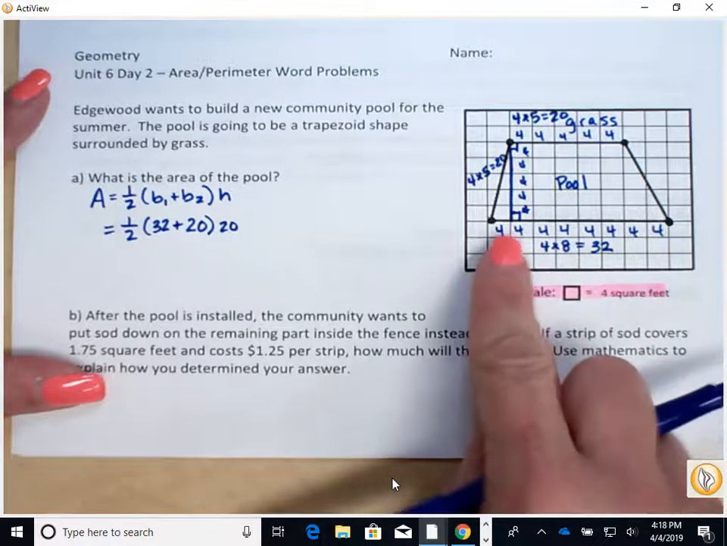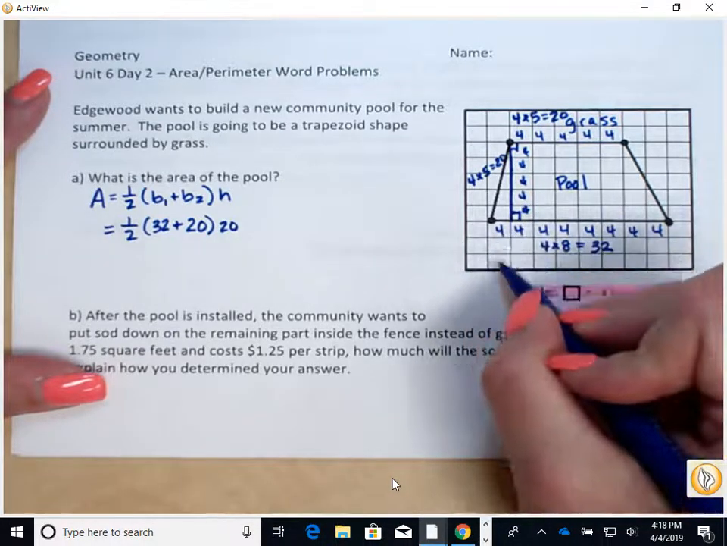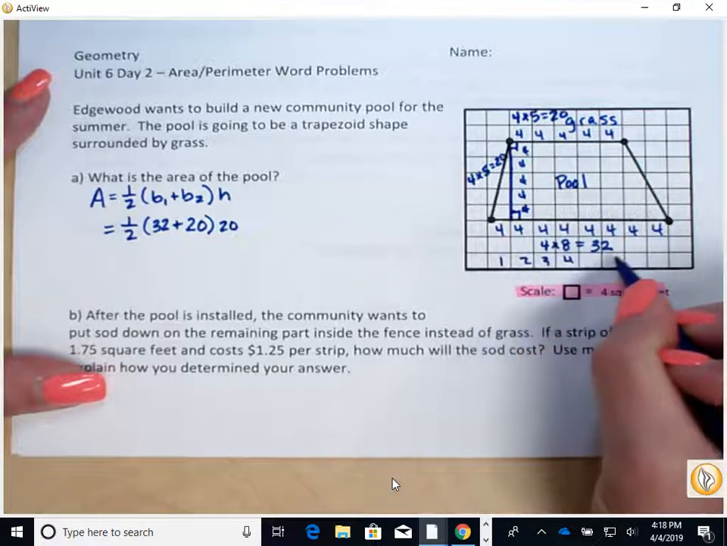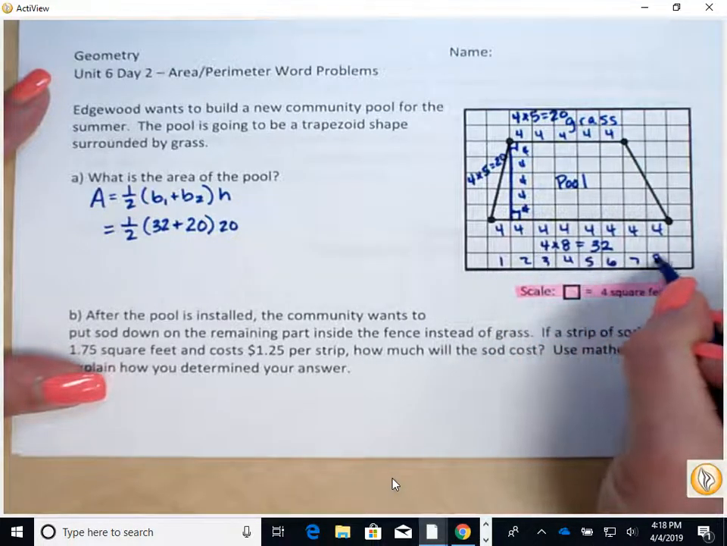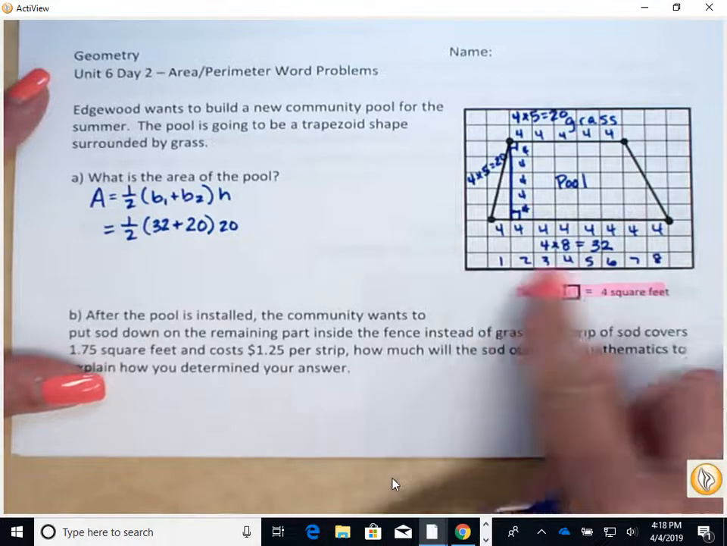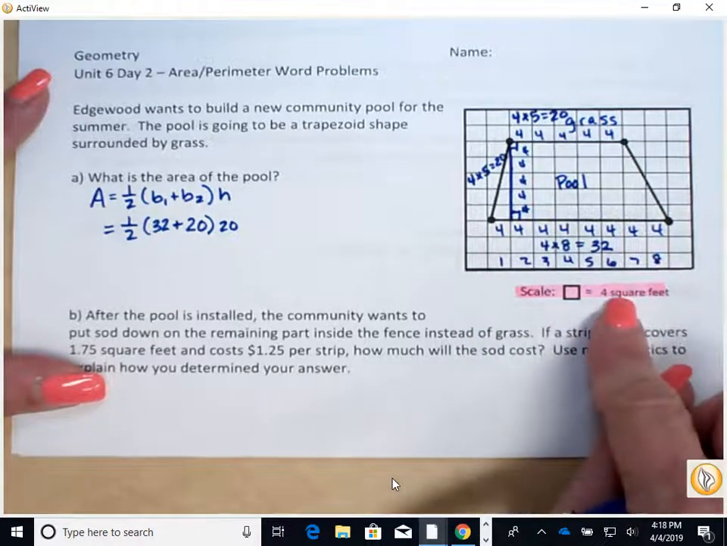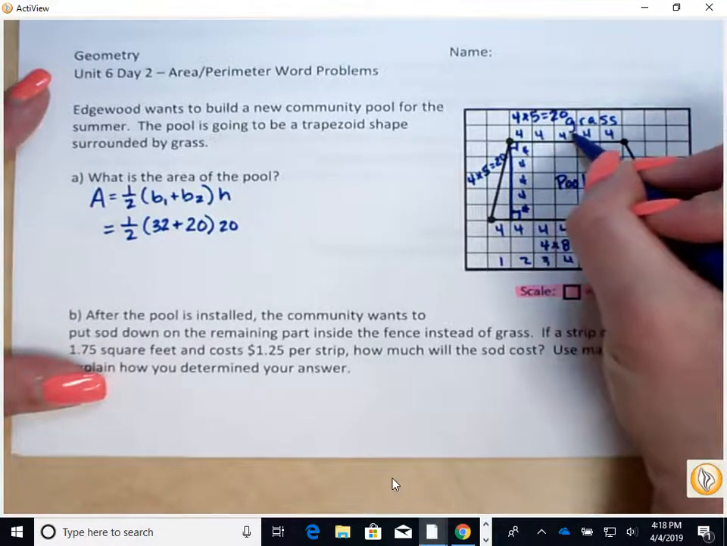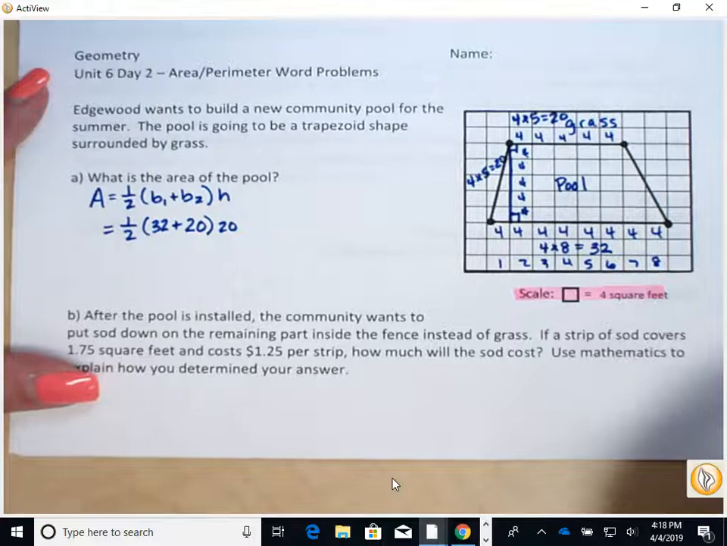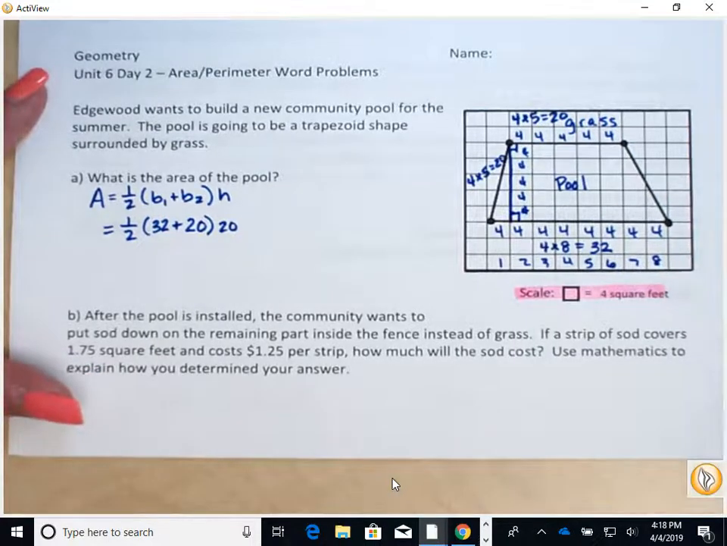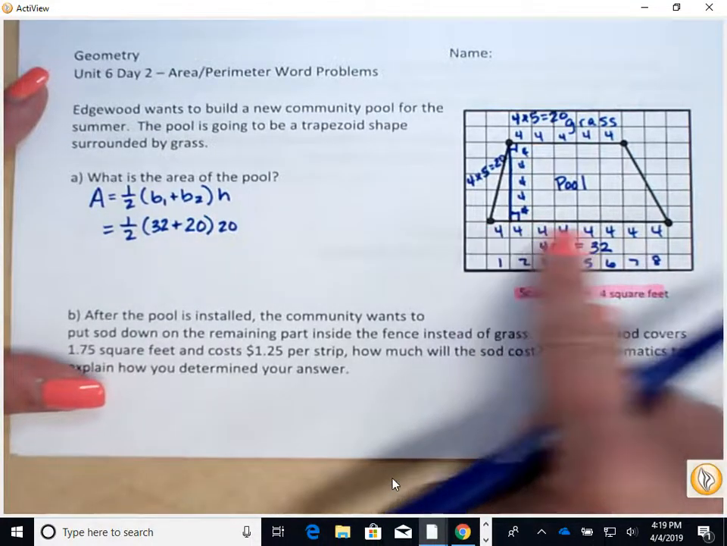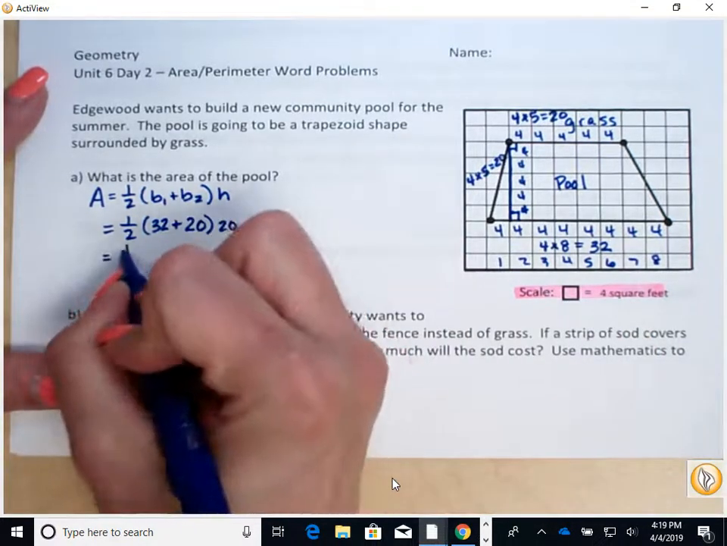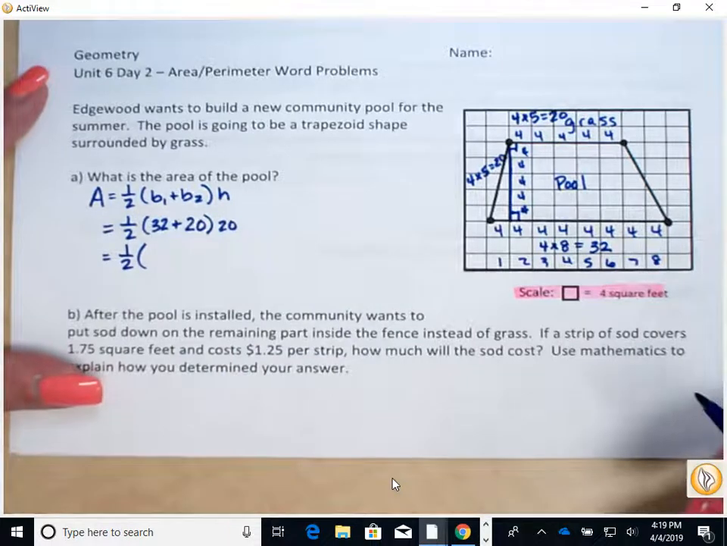Another way I could have done it was to count the blocks and write it down here. 1, 2, 3, 4, 5, 6, 7, 8. That way I make sure I don't miscount my blocks. 8 times 4, whatever the scale is, gives me 32. Counting it this way, 1, 2, 3, 4, 5 blocks times 4 gives me 20. So whichever way works best for you, just make sure you're taking that scale into consideration.